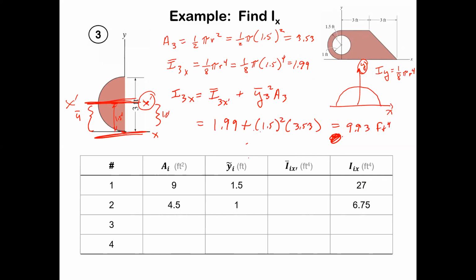So we can put all these things on our table: 3.53, 1.5, our Ix prime. In this case, we sort of needed to calculate it as an intermediate step to finding Ix. This, unfortunately, you got to really focus on this to get these things. It's a really tedious sort of set of steps. This is where you just got to relax and just go through it and check your work 3 times every time you do a step.